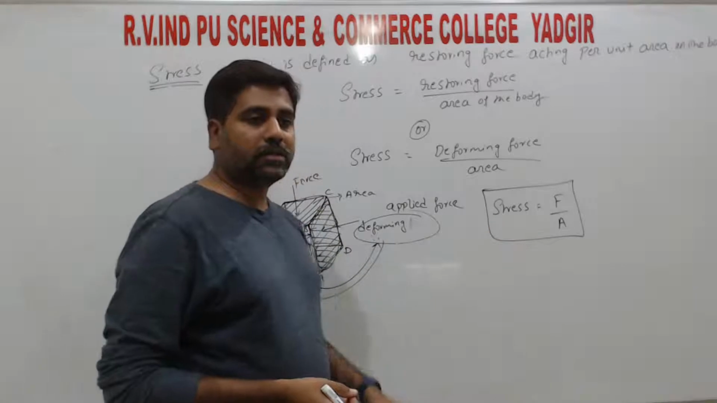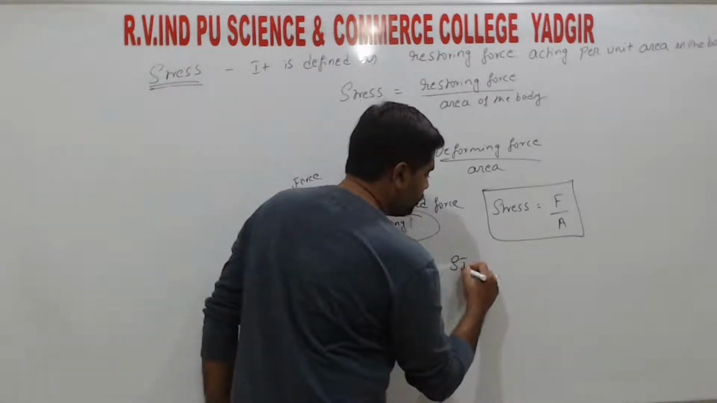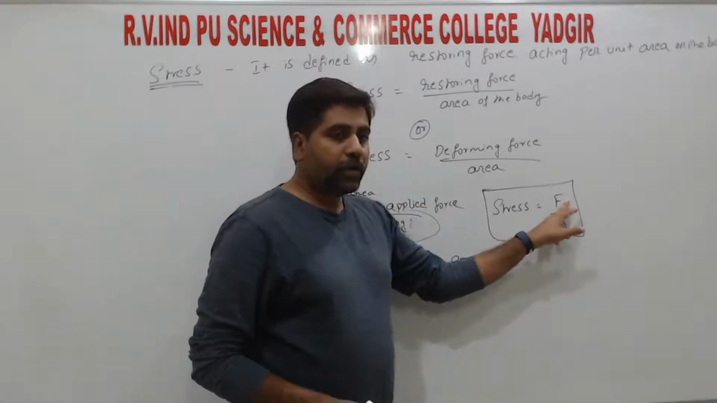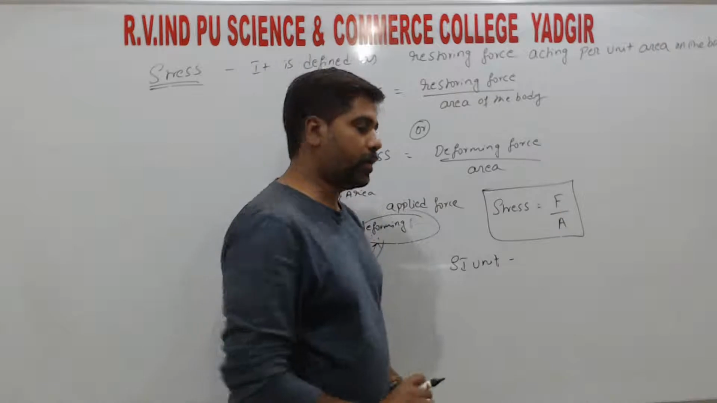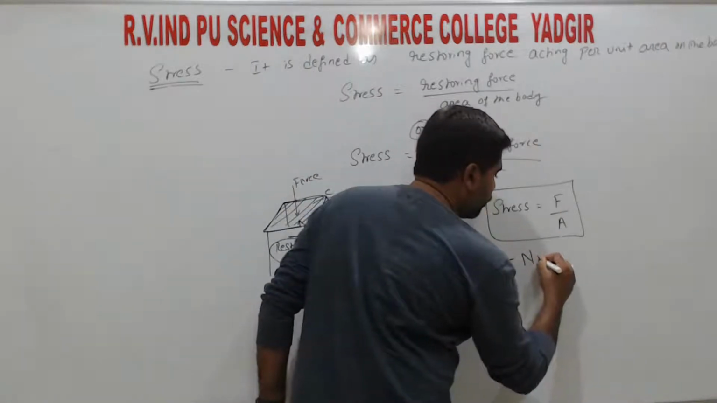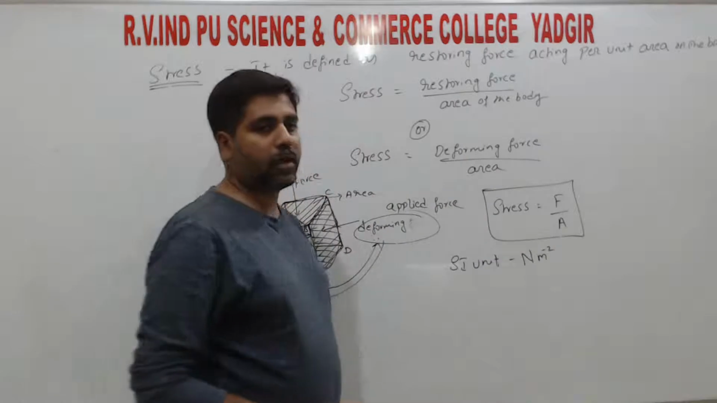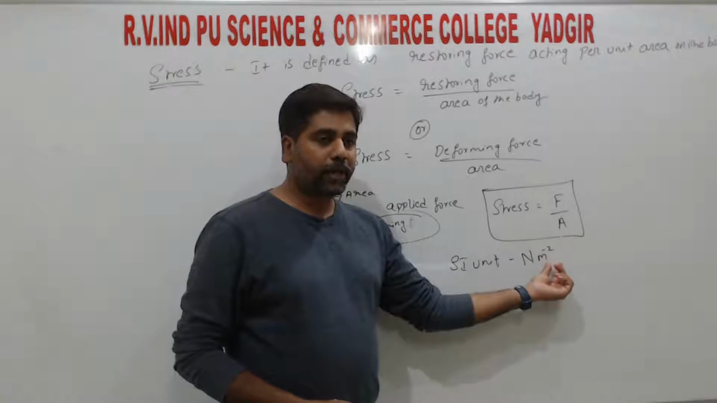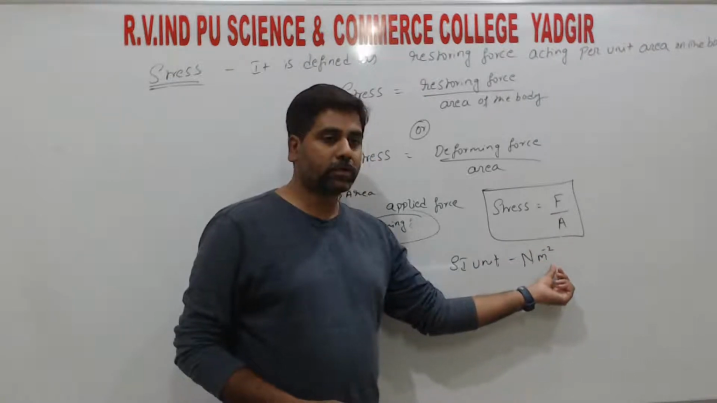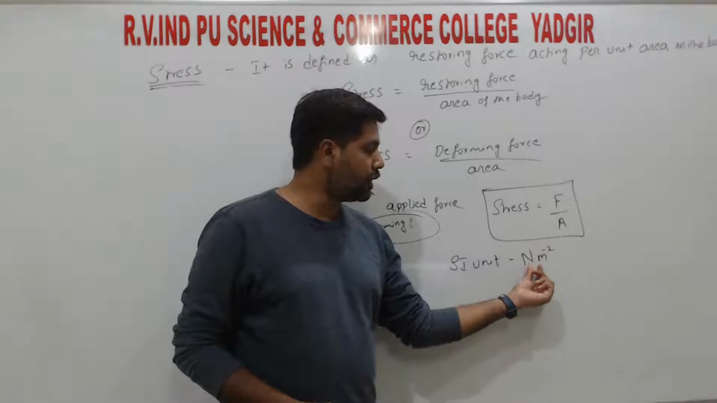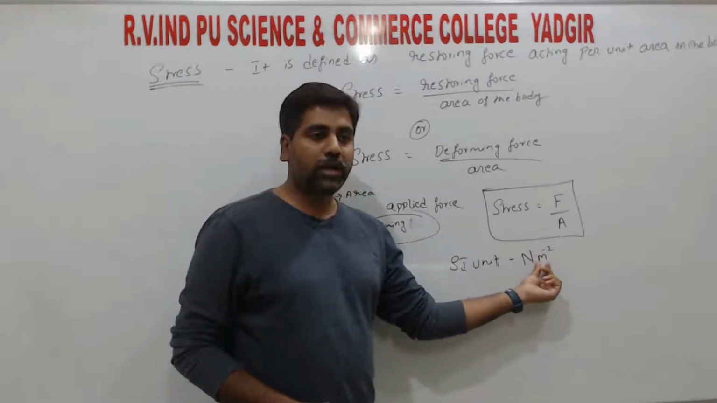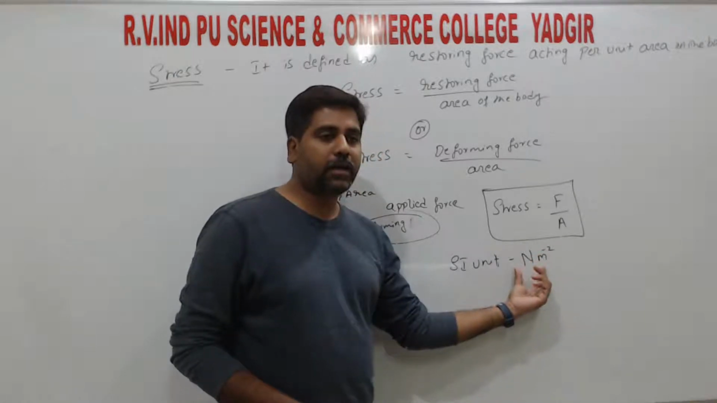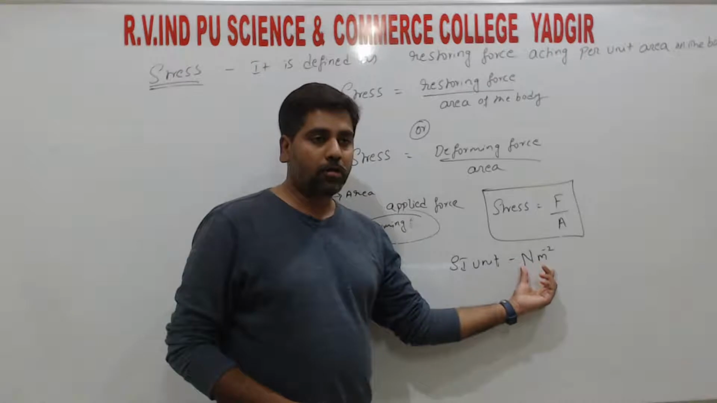Next, its SI unit, right? So the SI unit of stress. For force it is Newton, for area it is meter square, right? So that is Newton per meter square, right? So how we write the unit: force in Newton, area in meter square, so that becomes Newton per meter square. Newton, the N, should always be capital and meter should always be small letter. So meter should always be in small letter. In case we write a capital letter here, the SI unit becomes wrong, right?